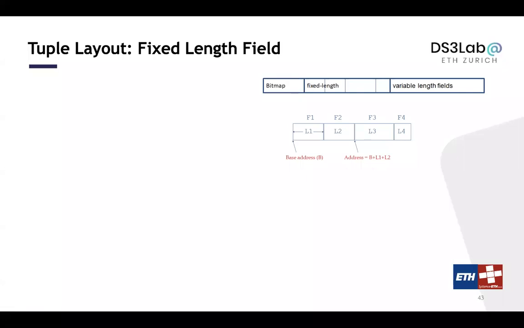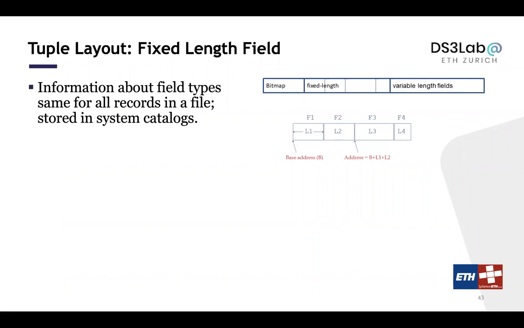So this is just one concrete example. If you want to store all those fixed length fields, the field types can be stored in the header, in the system catalog. You can know the first field is of this size, the second field is of this size. And then whenever you need to access a field, you know the base address, you calculate the offset, you know where to find it and read it.